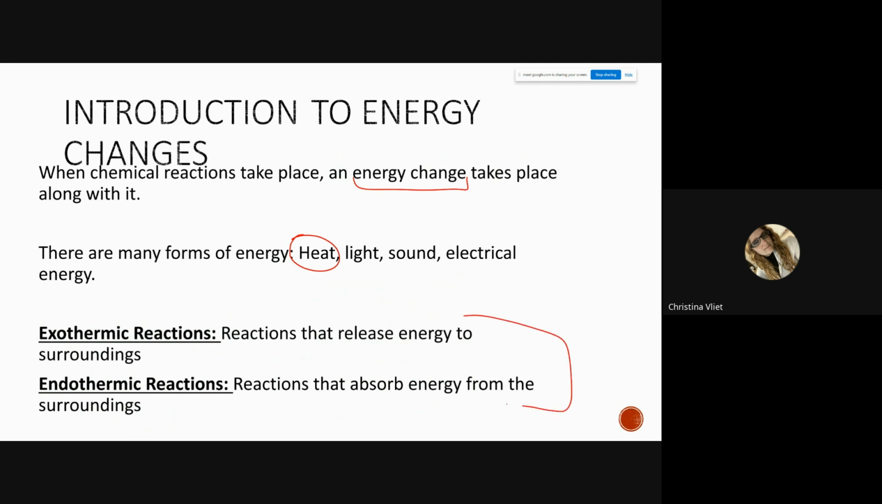So, exothermic reactions release heat to the surroundings. Reactions that release energy to the surroundings are exothermic. What do we mean by surroundings? Whatever's not the reaction, actually. And for a reaction to be endothermic, the reaction has to actually take in heat from the surroundings. So it's taking heat from whatever is outside of it.